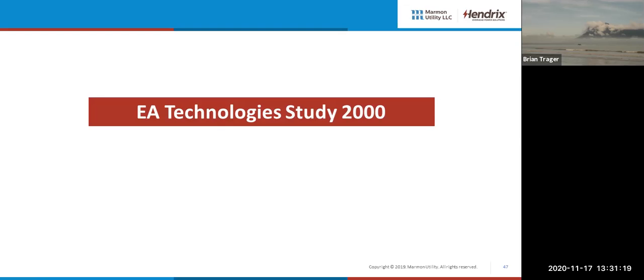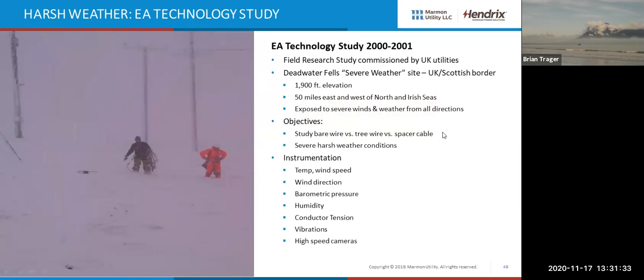I wanted to take the opportunity to throw in a study, and I came across this recently. This is a study we participated in about 21 years ago. EA Technologies is or was the field research lab for the British Isles, and all the utilities were government owned, right? So this study was commissioned by the UK utilities. In '99, there were 14 of them, and that included England, Wales, Scotland, and Northern Ireland.